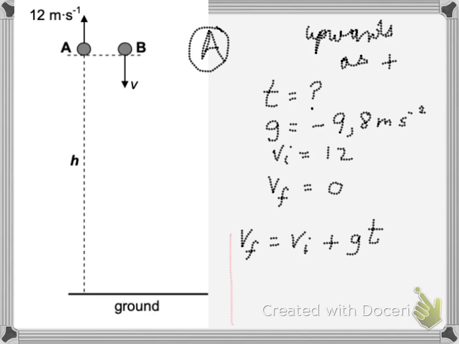What's the next step? The next step is to substitute. Let's substitute all the values that we have now. The final velocity is 0. The initial velocity is 12, and 12 is upwards, so that will be positive. And plus g's value is negative 9,8, so minus 9,8, close brackets, and t is our unknown.